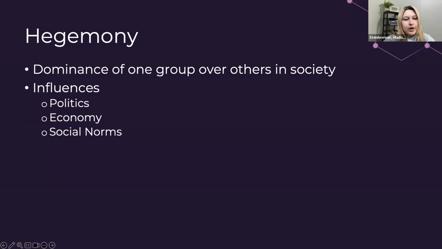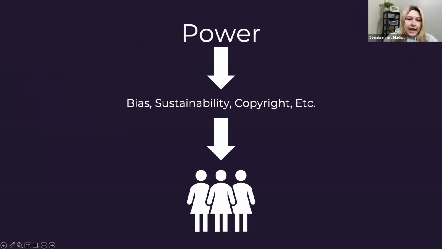Hegemony influences politics, economy, and social norms. So when we look at AI through this lens, we can start to see how these powerful technologies can be used to reinforce hegemonic structures. The topic of power really weaves together a lot of the previous points that we talked about with bias, sustainability, and privacy concerns.